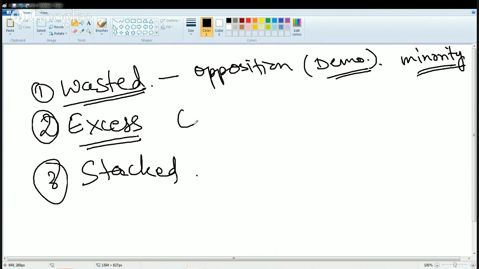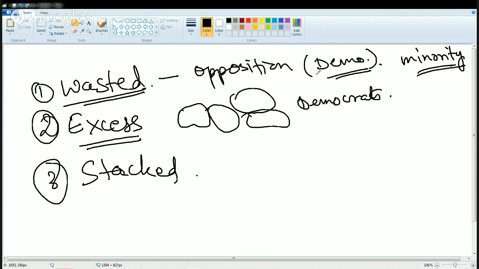So for example, I can say California, Texas, and Wyoming. For example, these 4 districts have an excess of Democrats, which is an opposition party. I'm taking this just as an example. Okay, so Democrats have an excess of votes in these 4 districts. So there is a high concentration of opposition parties, that is one way.